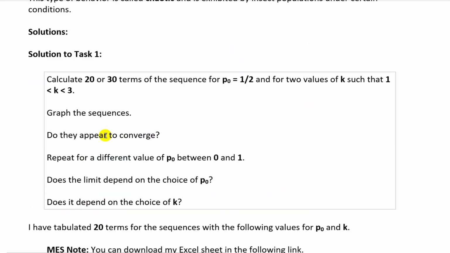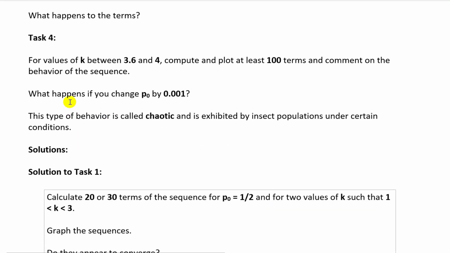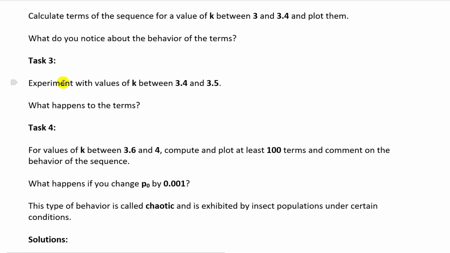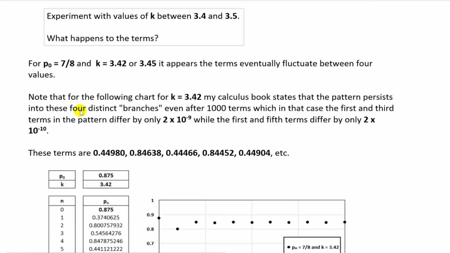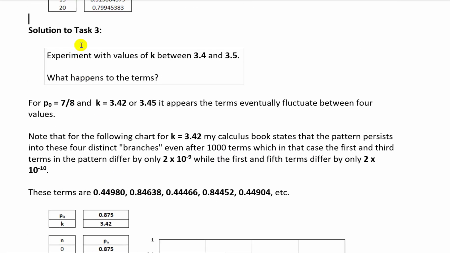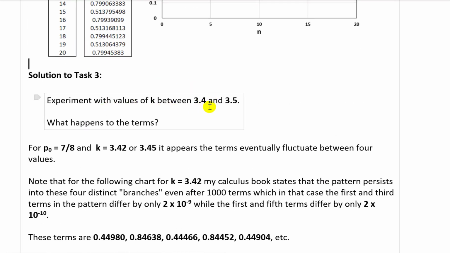Let's just look at task 3. There's going to be a total of 4 questions. So task 3 of the project was to experiment with values of K between 3.4 and 3.5, so increasing even higher, and state what happens to the terms. So let's go and see what happens here. Solution to task 3, experiment with values of K between 3.4 and 3.5.